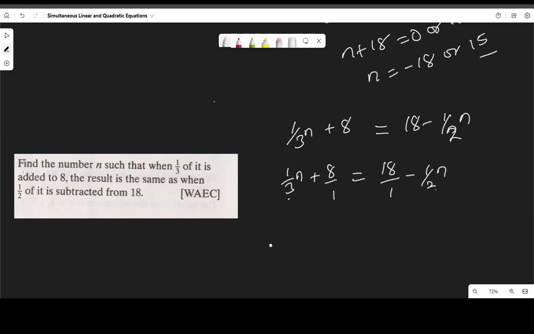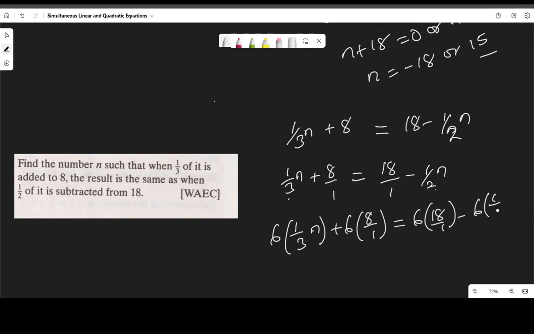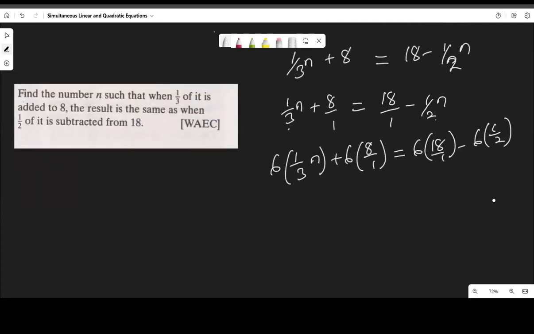LCM of 3 and 2 is 6. Multiply each of these terms by the LCM. 6 times 1 over 3 n, 6 divided by 3 is 2, 2 times n is 2n, plus 6 times 8, 48, equal to 6 times 18, 108, minus 6 times 1 over 2 n, 3 times n, 3n. I forgot to put n here, 3n.